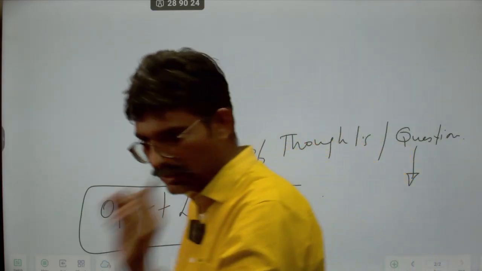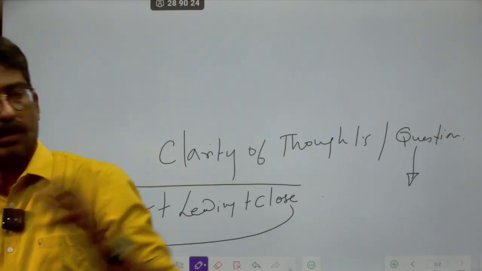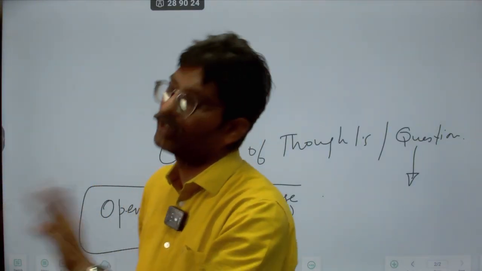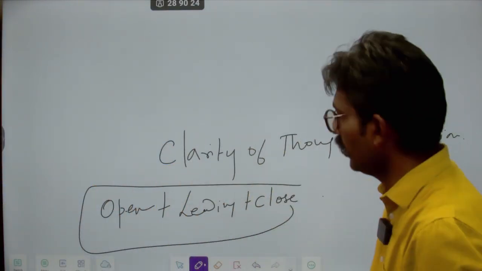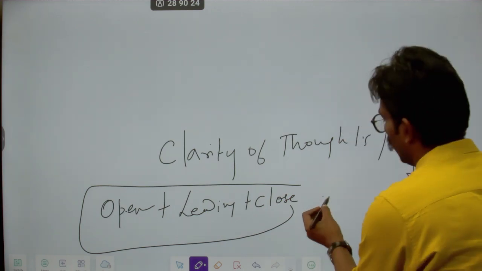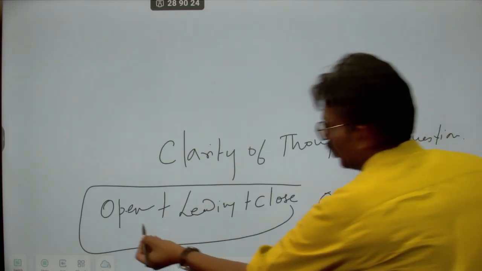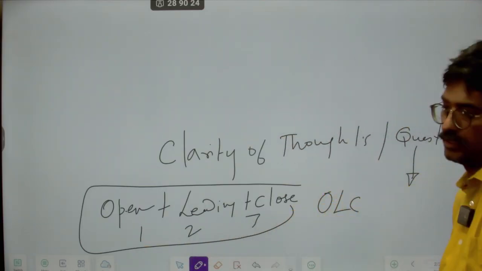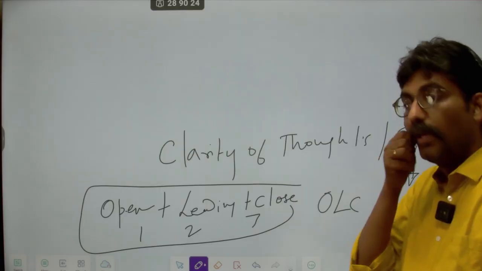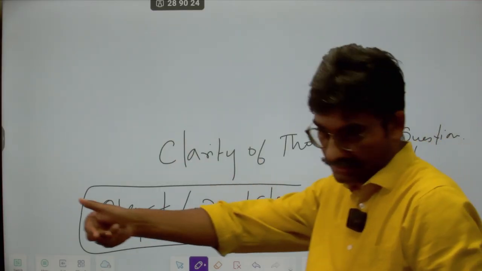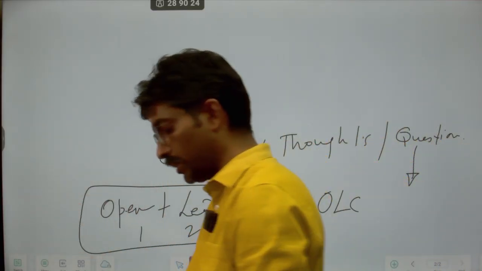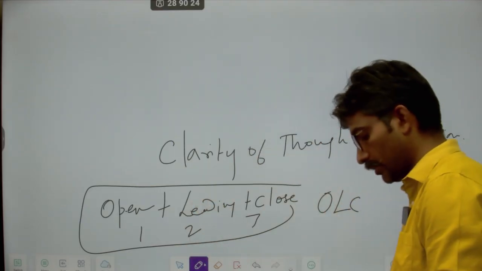Open-ended questions, leading questions, and close-ended questions. So open-ended, followed by leading, followed by close-ended. That's the sequence, 1, 2, 3. It is OLC. This is the setup. So this you can use for any kind of interview, probing, sales skill. Okay? But this is not part of your NISM.